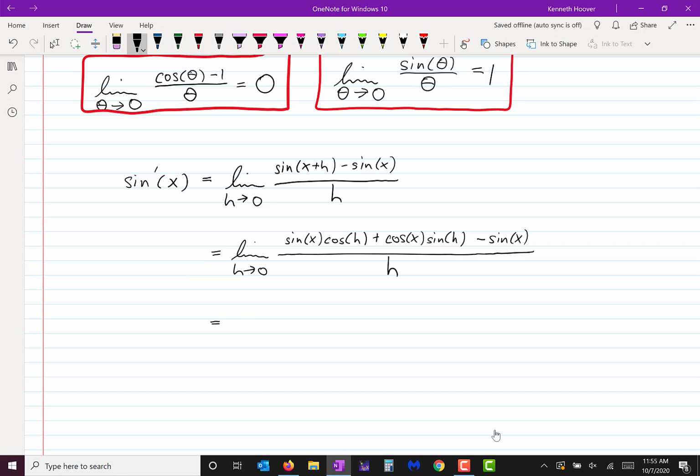Okay, I can split that big fraction up into a sum: sine of x cosine h minus sine of x over h plus cosine of x sine of h over h.